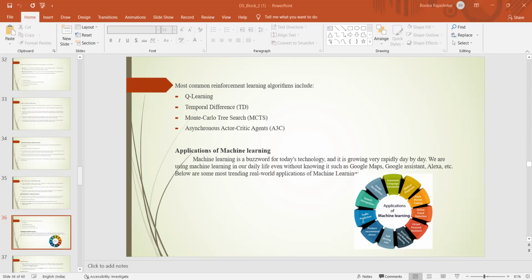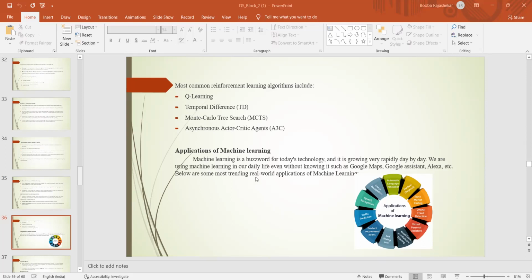Next one, what are the applications? Applications of machine learning techniques. Machine learning is an emerging trend in today's technology. You know that it is growing very rapidly day by day. We use machine learning in our daily life, even without knowing, such as Google Maps, Google Assistant, Alexa. So these are the types that use machine learning.